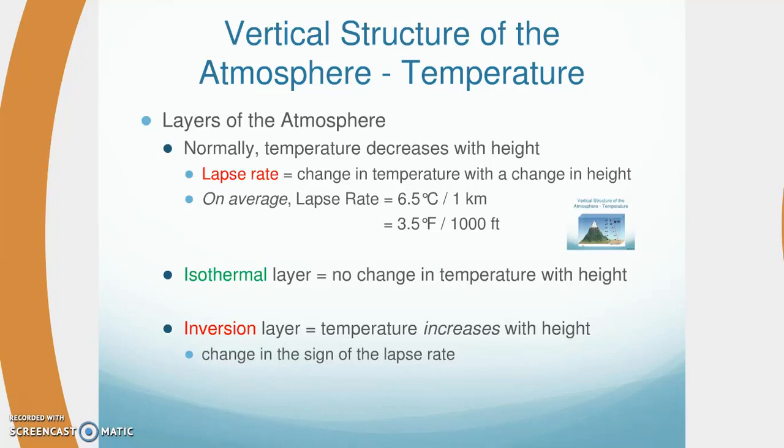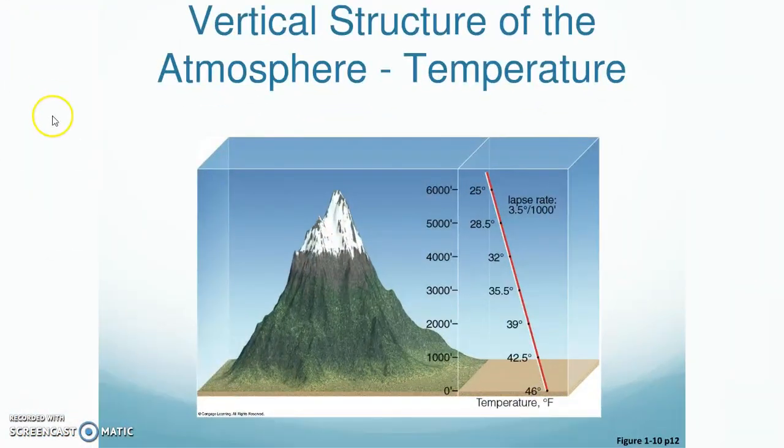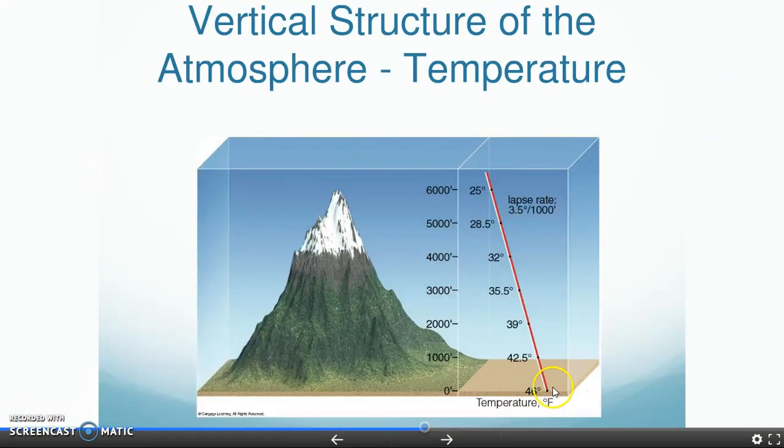The lapse rate is how quickly the temperature changes with height. On average, the atmosphere cools at a rate of 6.5 degrees Celsius per kilometer. In English units, that means about 3.5 degrees Fahrenheit per 1,000 feet. So if you were to hike up a mountain, it's 46 degrees Fahrenheit at the surface. Every 1,000 feet, the temperature should drop on average by about 3.5 degrees Fahrenheit.